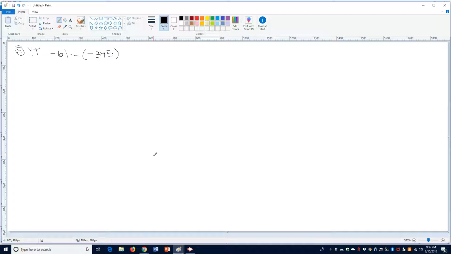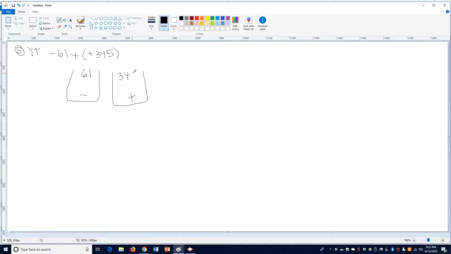Please try this one, negative 61 minus negative 345. So if we're looking at that box method again, we'll have negatives and positives. We have a negative 61 because there's a negative to the left. Now this one, the opposite of a negative, when you have two negatives right next to each other, it means plus, so that's a positive 345.